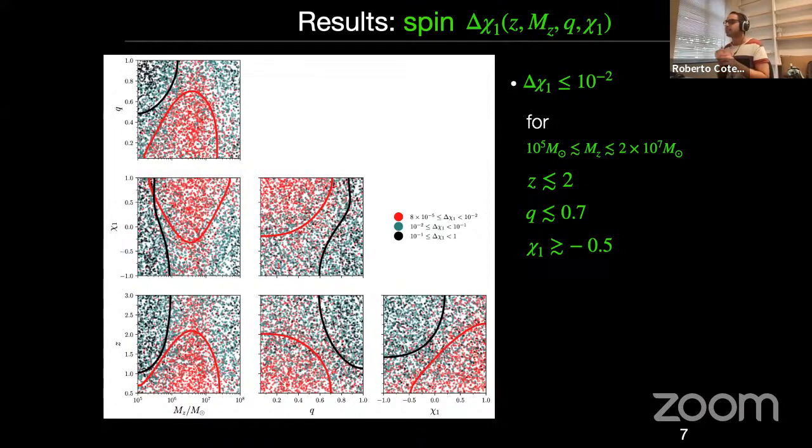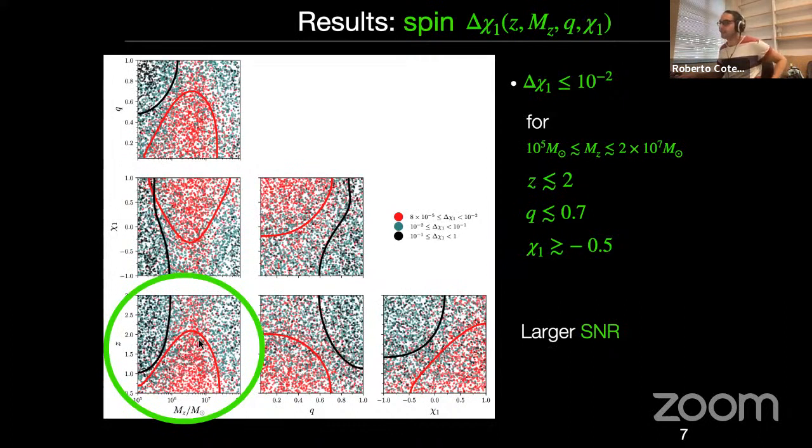Here I show the uncertainty on the spin of the primary as a function again of z and the redshifted mass. The other two parameters that are important here are the mass ratio and the spin, so we have a bigger corner plot. Let's start breaking down this corner plot. Again, we have the effect of the SNR. This is the region where the spin is best measured, where it's measured better than 10 to the minus 2, which is again the region with the largest SNR, and we knew this in the Mz-z plane, and this is expected.